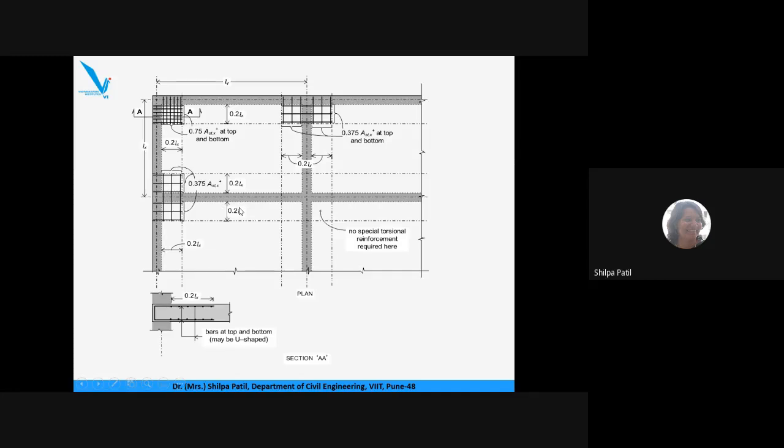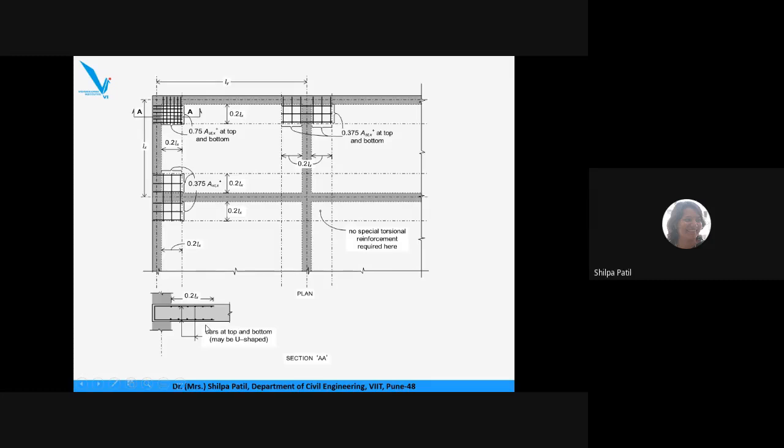Now for this particular corner, there is a discontinuity and there is a continuity in the edge. This area is straight away half of whatever area is provided here. So it is half of 0.75, that is 0.375 Ast x. And again, it should be provided for the same length, 0.2 Lx in both directions. And this should also be in the form of 4 layers, that is 2 layers in the top and 2 layers in the bottom.